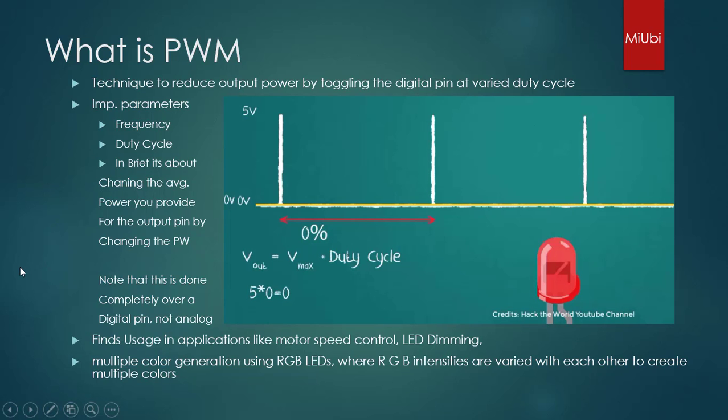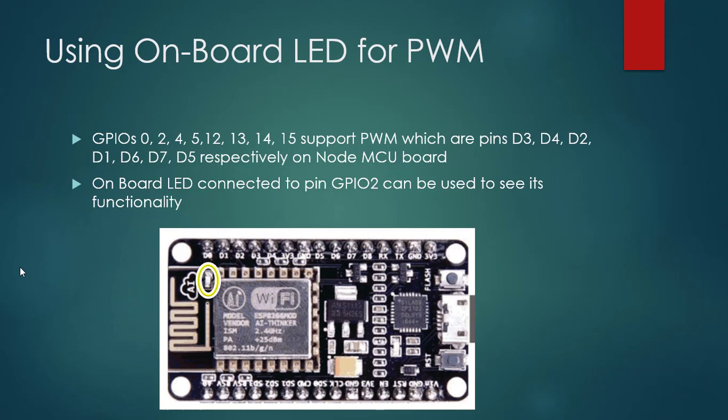So where does this find usage? Mostly the applications are in LED dimming, and the same can happen with motor speed control also. If the duty cycle is more, your motor speed will be more. If your duty cycle is less, your motor speed will be less. The same can be applied there also. So ahead, you can observe the LED which is there.